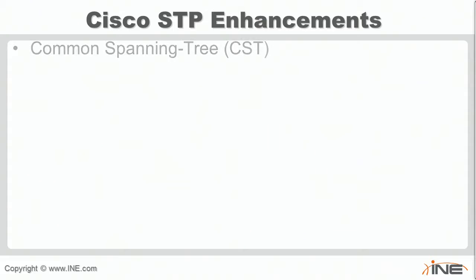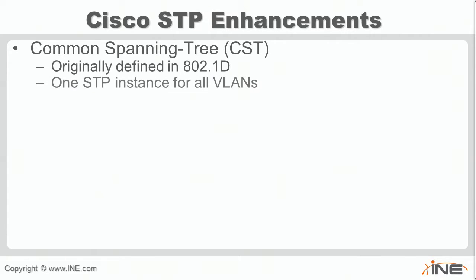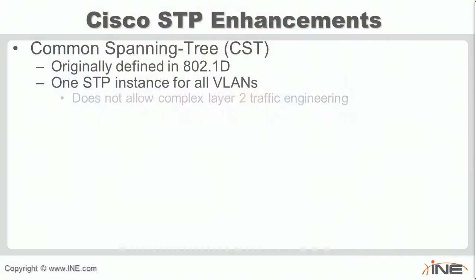Now, as I mentioned before, the first implementation of spanning tree was defined by 802.1D, which is sometimes considered the common spanning tree, or the CST, because it means that if you have multiple VLANs, you still have one instance of spanning tree that is going to be used for all VLANs. The original problem with this is that it didn't allow you to change the path selection, or what we sometimes call the traffic engineering, of the layer 2 Ethernet LAN to be different for one VLAN versus another.